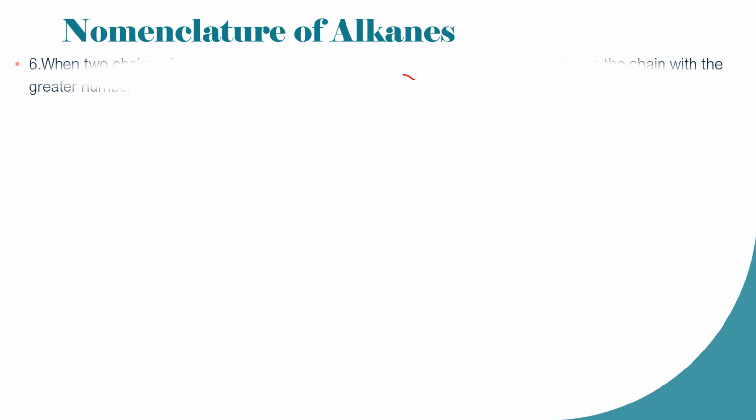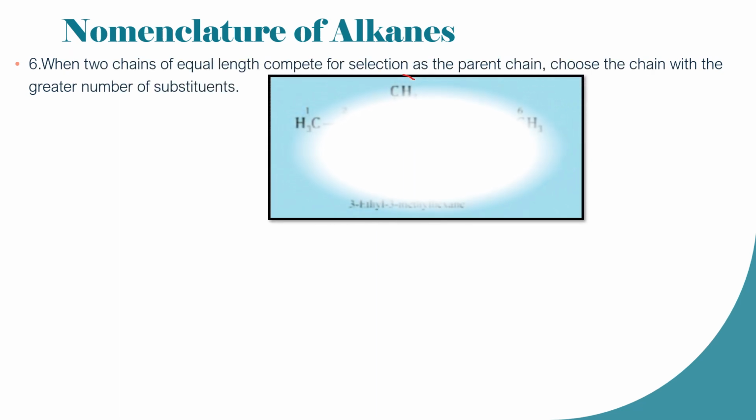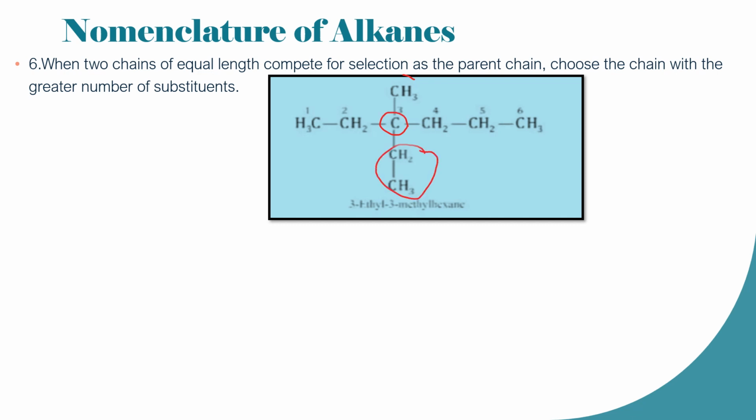If two chains of equal length compete for selection as the parent chain, choose the chain with the greater number of substituents. See the example here. The substituent groups are attached to the third carbon atom, one ethyl group and one methyl group. So if you give the numbers from here to here, then the substituent groups get the lowest number. So this is the correct way of numbering.